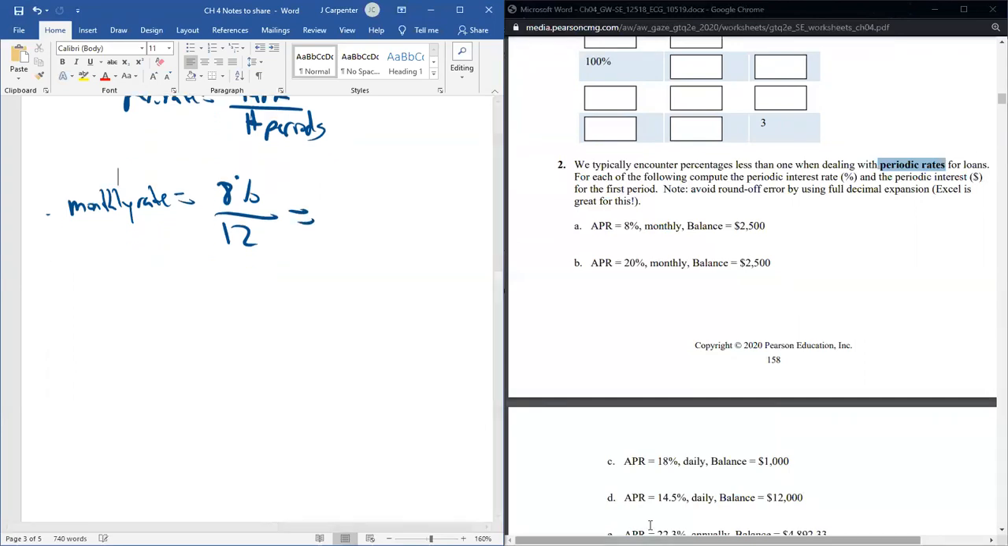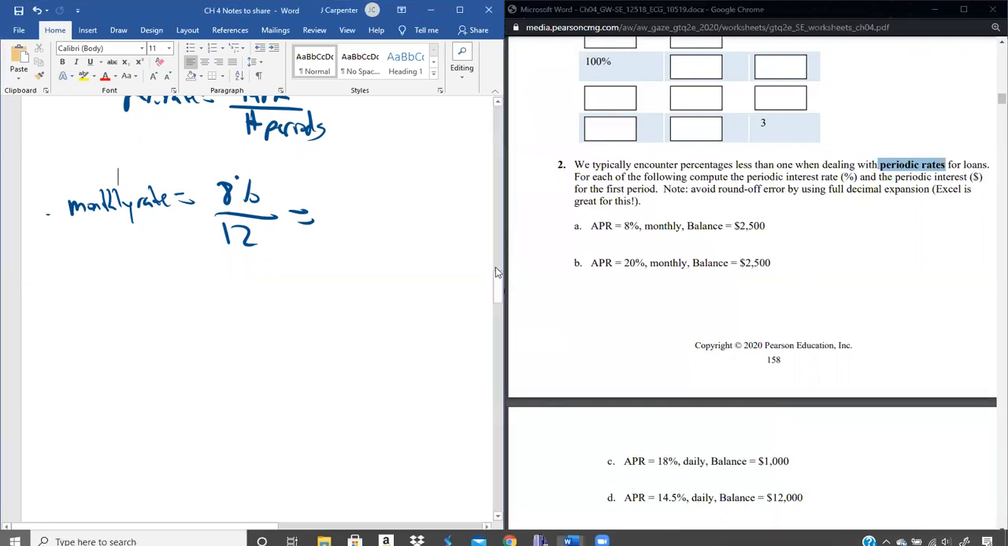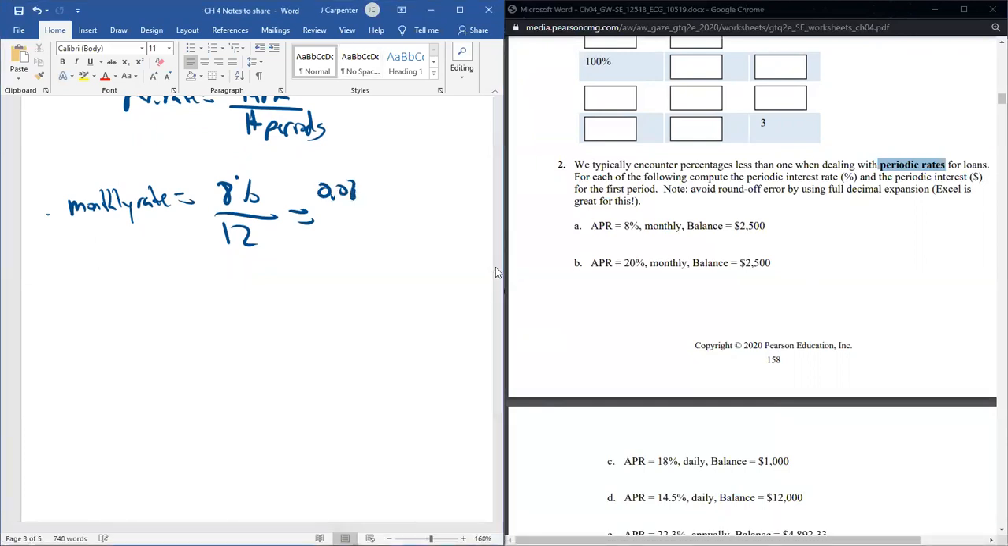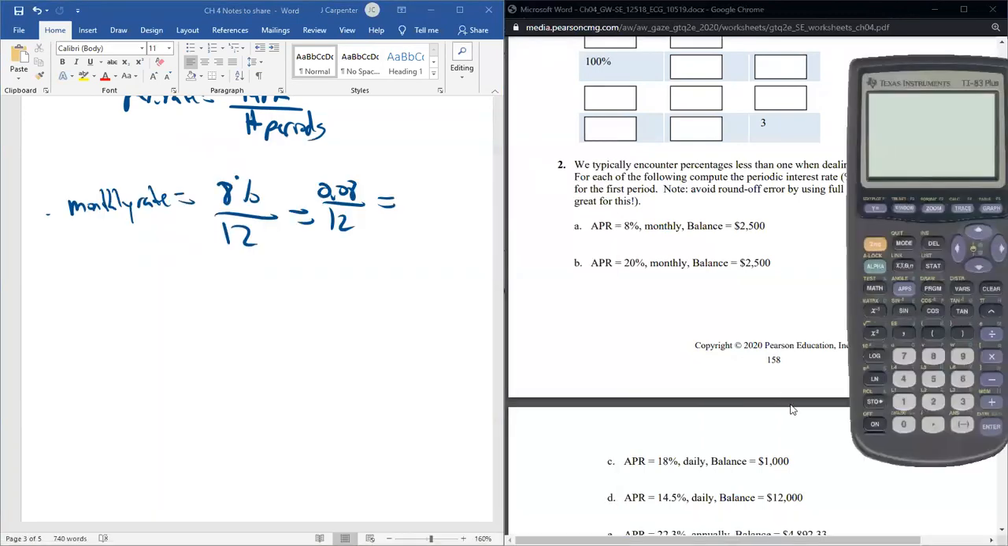So 8% divided by 12, which is really 0.08 divided by 12. We're not Excel, so we do 0.08 divided by 12, and we get 0.006666666666. So when I write my answer here, I'm going to round it to 0.067.